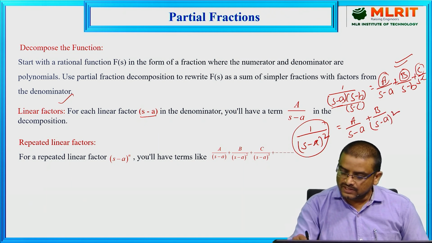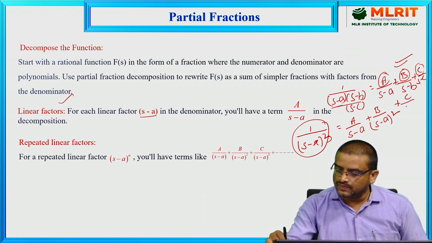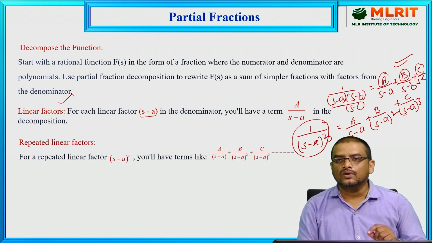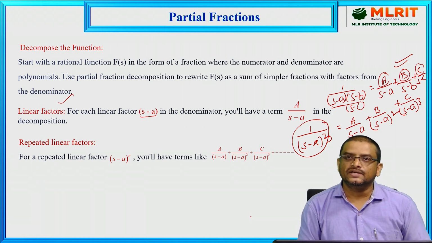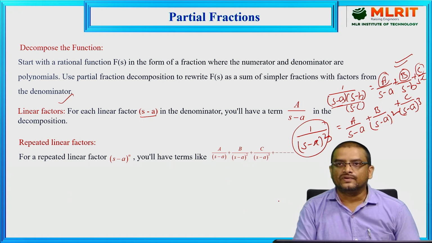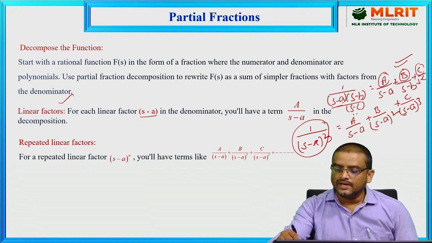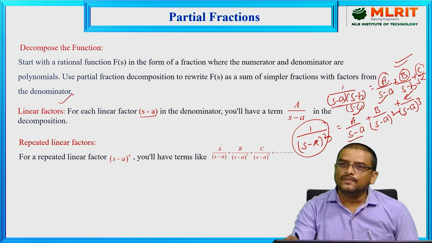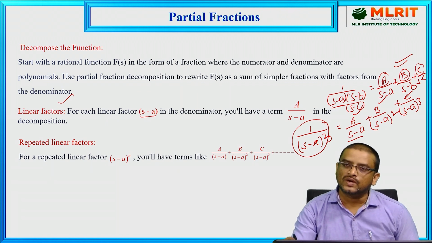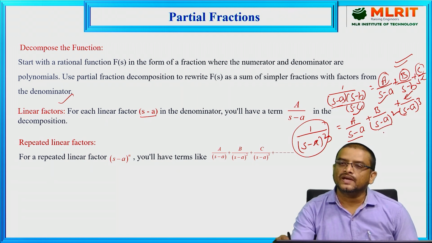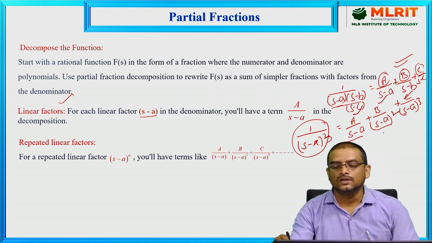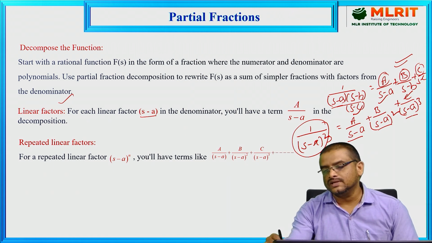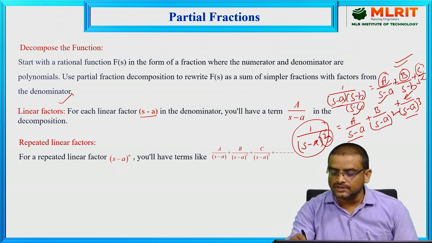And suppose it is repeated thrice, then we have to take C by s minus a whole cube. Similarly, as the power of that linear factor increases, we have to take that many terms. If it is repeated thrice, then we will get 3 terms. The denominator of the first term is s minus a, the power is 1, the denominator of the second term is s minus a whole square, the power is increased by 1, and the denominator of the third term is s minus a whole cube. As the number of terms increases, the power of the denominator is also increasing, up to the power of the original factor.